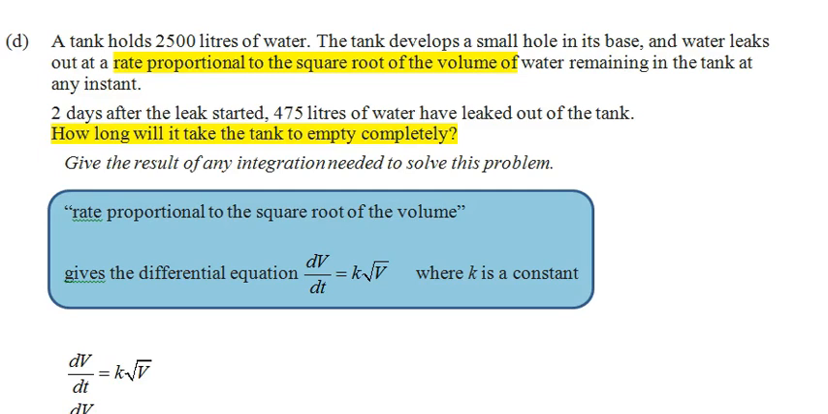Differential equations are a very common sort of question. This one takes a bit of thinking about. The first part is we've got to form our equation from the statement: the rate is proportional to the square root of the volume. And that's what I've put down in that blue box there. dV/dt is the rate of the leak, and equals k square root V, which takes care of the proportional to square root volume. And our question, how long will it take to empty? How long till the volume equals 0?